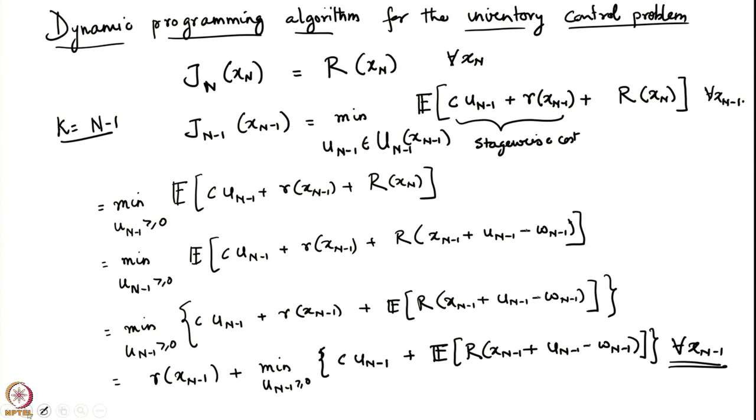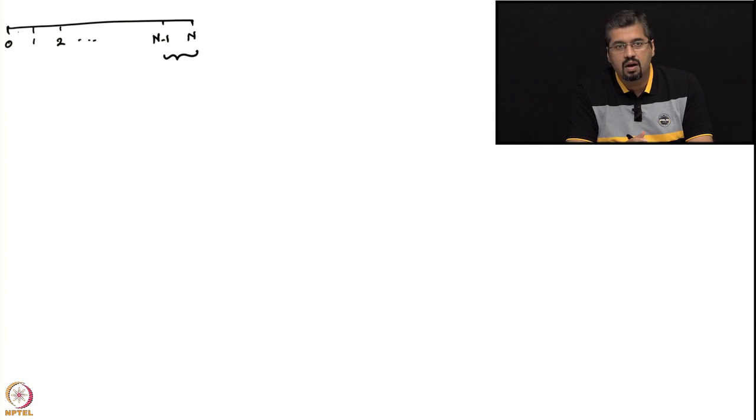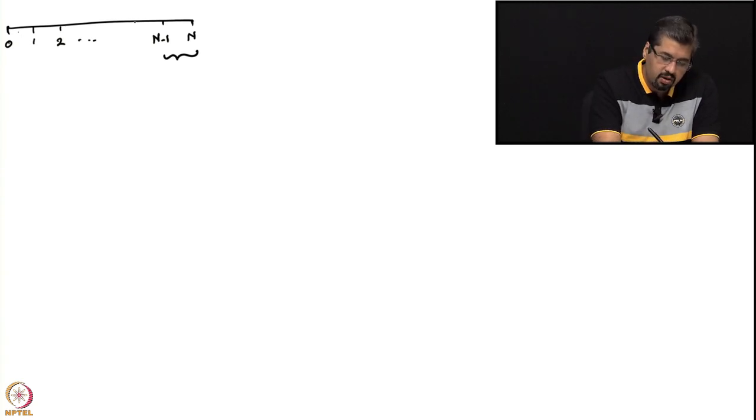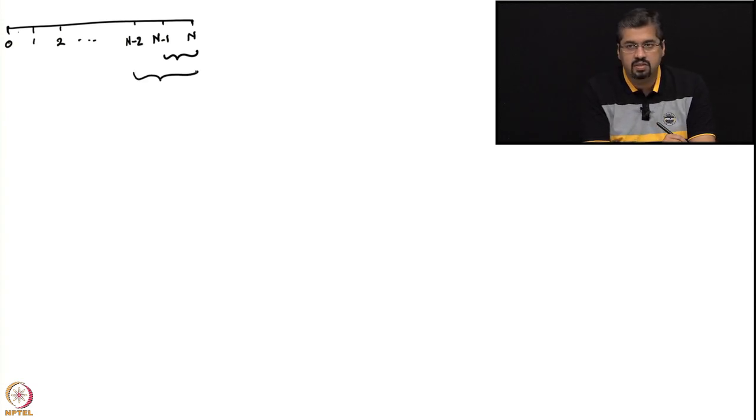So, what the dynamic programming algorithm now asks us to do is the same thing for k equal to n minus 2, that means at stage n minus 2. What we have done so far is, if you go from time period 0, 1, 2 and so on till n, we solved the problem in this part of the tail of the time horizon, starting from time period n minus 1 and ending at the beginning of time period n. Now, the algorithm asks us to do the same thing starting from time period n minus 2.